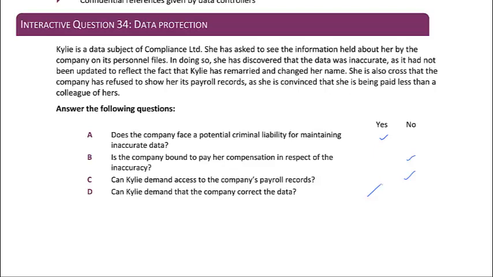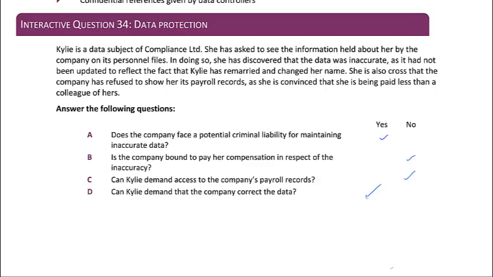Well, yes, potentially. It's unlikely they would get a penalty for that. Is the company bound to pay her compensation? Well, no, they're not bound to. She'd have to show some sort of loss, and it's unlikely she's suffered any loss in this situation. Can she demand access to the company's payroll records? Absolutely not. That's exempt from the Act. Can she demand that the company correct the data? Well, yes, she can. That's one of her rights as a data subject.